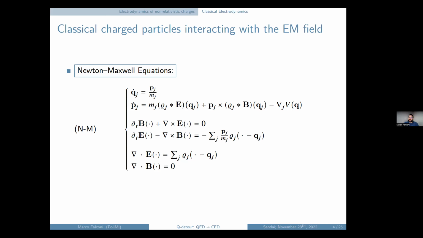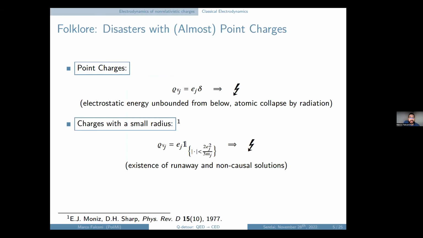Okay, so yes, indeed, this was a very good comment, because it may be unclear. The charge is thought of as a rigid object, where the charge distribution moves without being deformed, together with the center of mass of the particle. Okay, so these are the equations, and we have some problems with these equations.